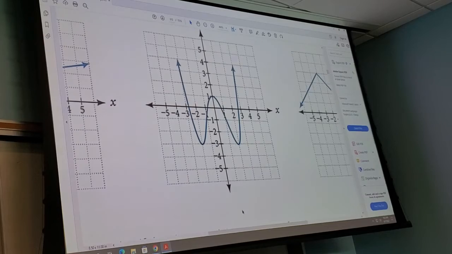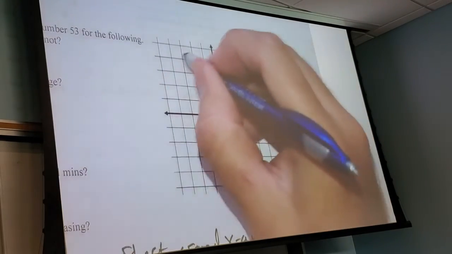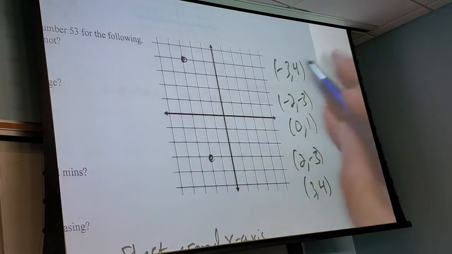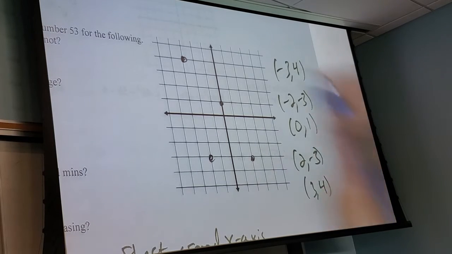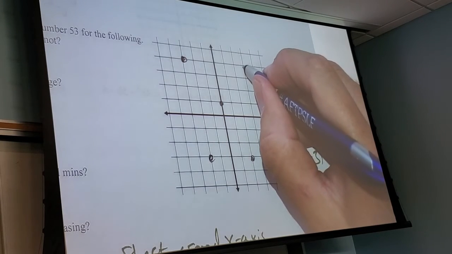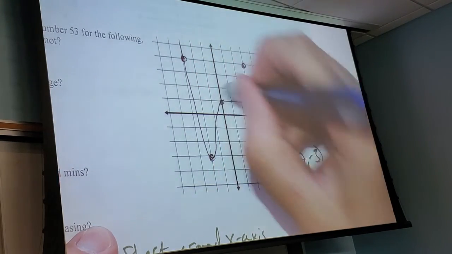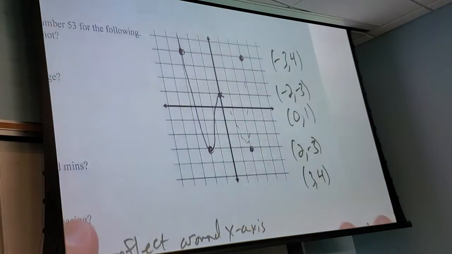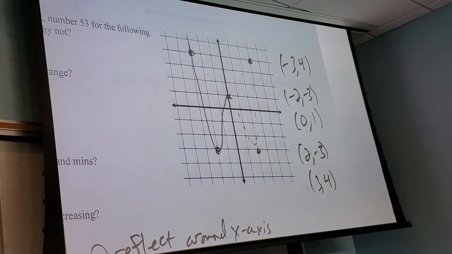So let's come back to here. I'm going to try to graph that thing. So -3, what was it? -3, 4. -2, -3. 0, 1. 2, -3. And then 3, 4. Okay. 3, 4, Jeff. There you go. So it looked like... Oh, I should have done this dotted. All right, screw it. So that was supposed to be my base function. I should have connected it with a dotted line. I'm so sorry.